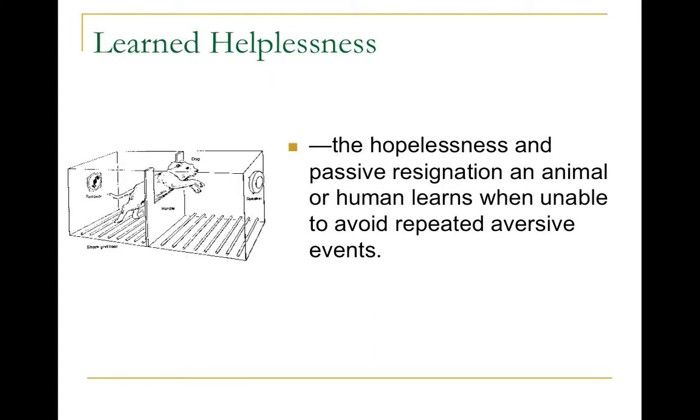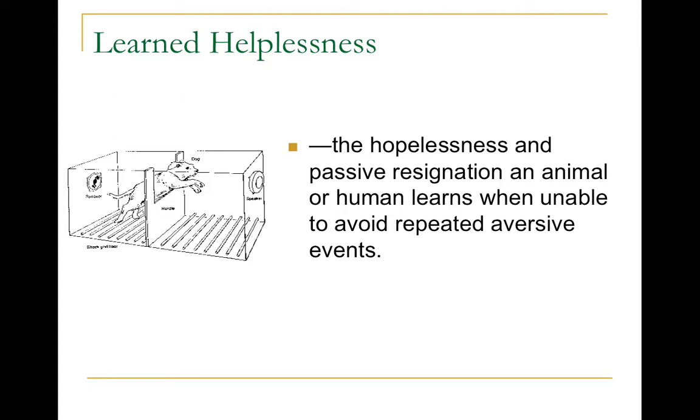Learned helplessness is the hopelessness and passive resignation that an animal or human learns when they're unable to avoid repeated aversive events. Remember, aversive means unpleasant. So when we talk about learned helplessness, they oftentimes use this very sad example of an experiment that was conducted. What you see is a dog that's in a cage that's separated by a partition. The dog can get back and forth to either side of the kennel.